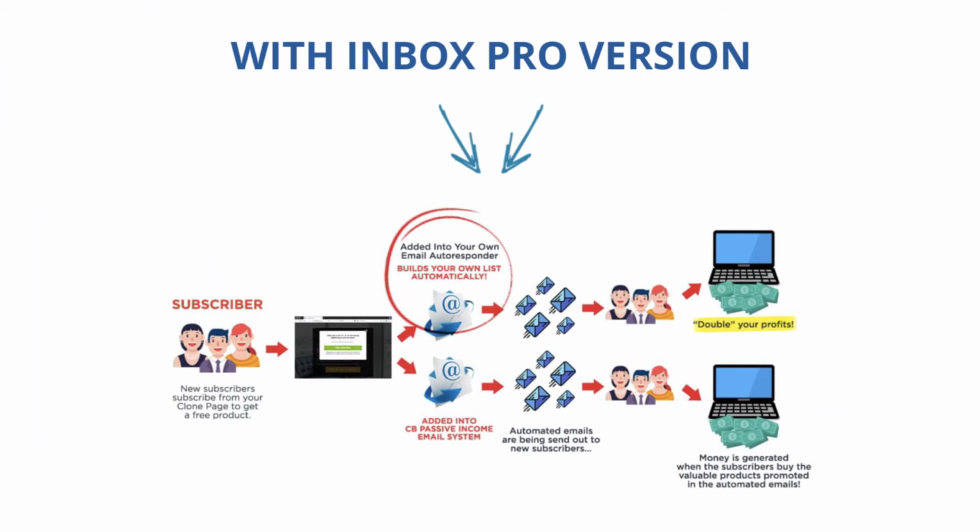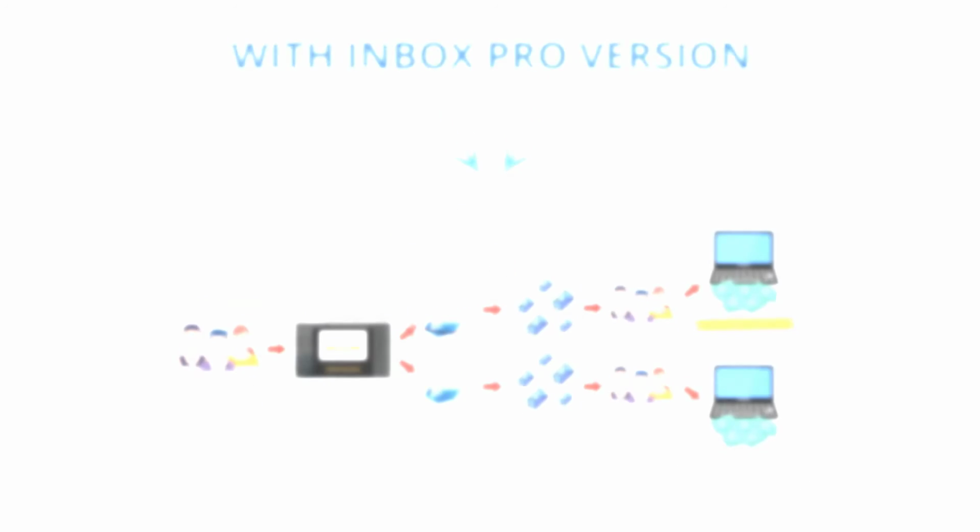Inbox Pro version. This upsell allows you to build your own email list using your own autoresponder system, not inside CB Passive Income. This means that you'll have your own list even if you leave CB Passive Income. So I highly recommend this upsell.